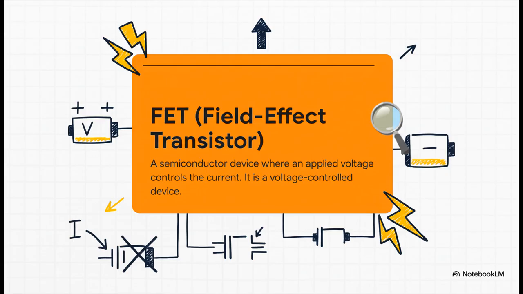This is a huge deal. Why? Well, think about it. It takes way less energy to just apply voltage, a little zap, than to have a constant stream of current flowing to control something. That's the secret sauce. It's a big reason why your phone's battery doesn't die in an hour.